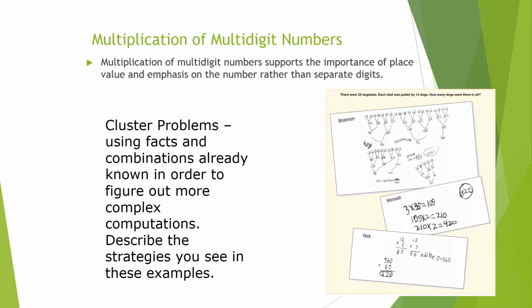So he started with 3, doubled that answer, and he ended up multiplying by 12. He just broke it down, and the answer was 420. Now Nick, there at the bottom, took the 12 times 5, and he got 60. Then he did 12 times 3, which was 36. But he knew that the 3 was in the tens place, so he added a 0 to make 360. And then he just added 360 plus 60 equals 420.